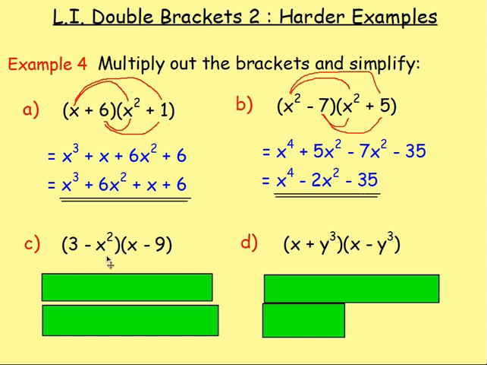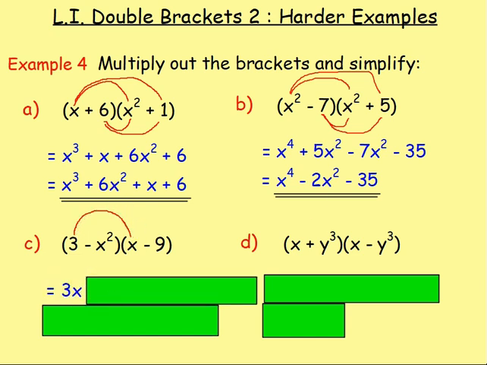With C, 3 take away x squared, bracket x take away 9. Once again, think about the rainbows. 3 times by x gives you, good, that's going to be 3x. 3 times by negative 9. Positive times a negative gives you a negative. And 3 times 9 is 27.